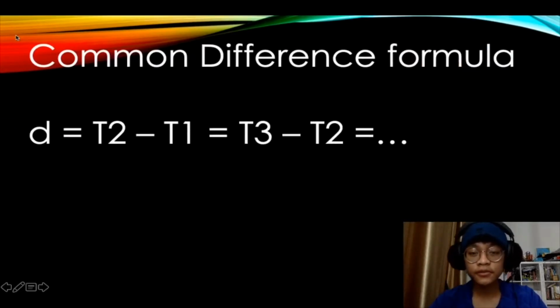Common difference formula, that is D equals T2 minus T1. Remember that T2 always comes first, then it's followed by T1. It must be the bigger number minus the smaller one. That is T2 minus T1 equals also T3 minus T2, because it's fixed and common. So the answer must be the same.